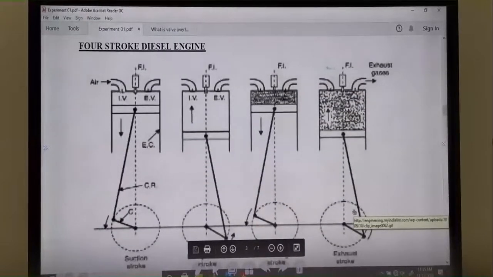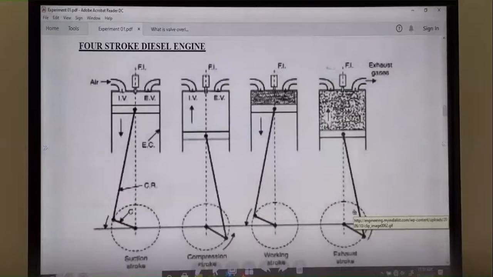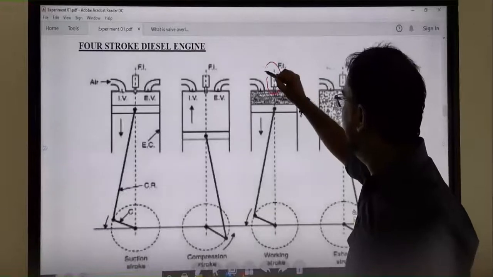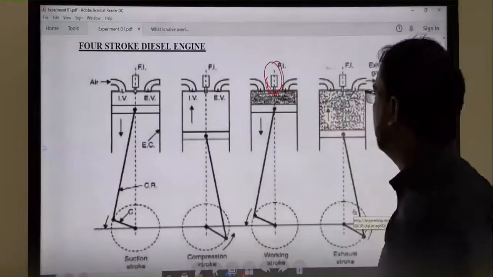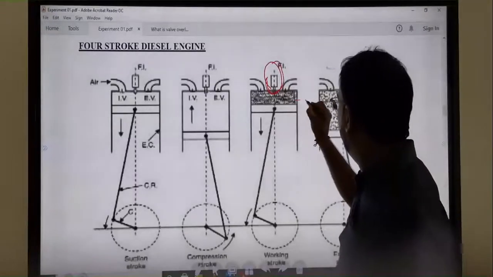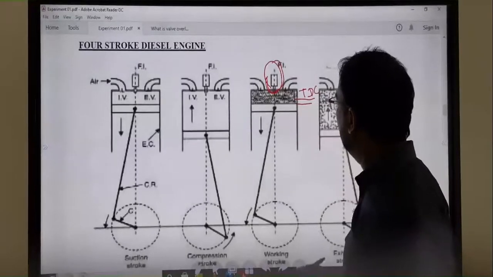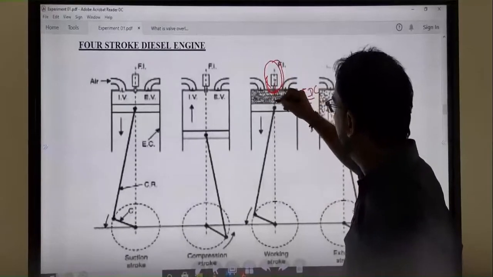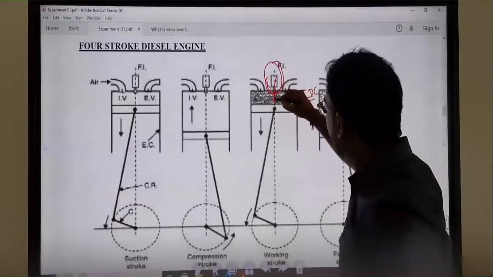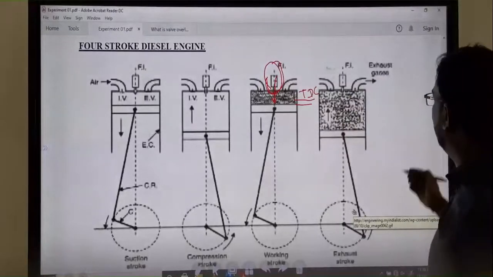Next we study the cycle of the diesel engine. This is also the same as the petrol engine, but there is a small difference. There is an injector instead of the spark plug. So the processes are the same, but when this piston comes to before TDC, the injector supplies a fine amount of fuel.